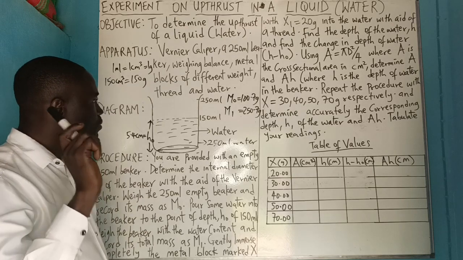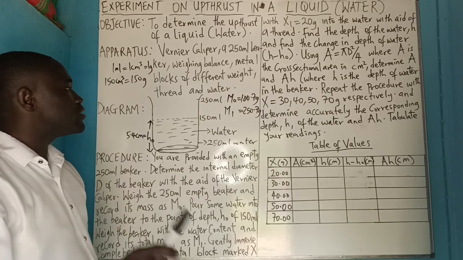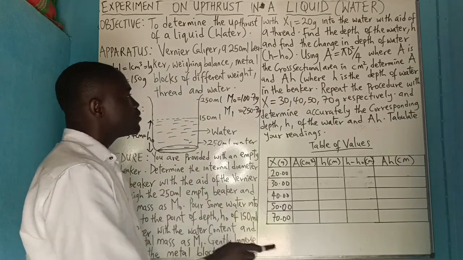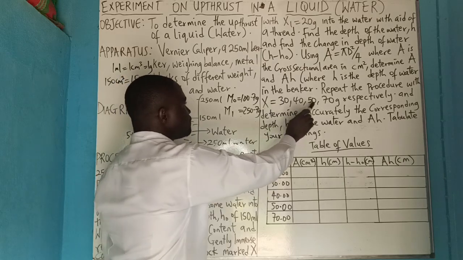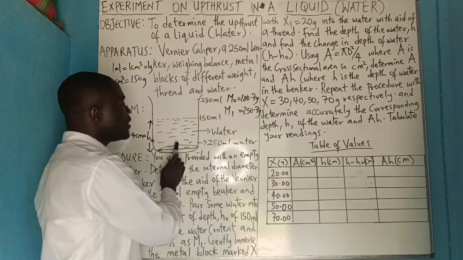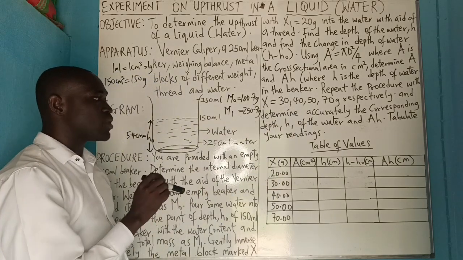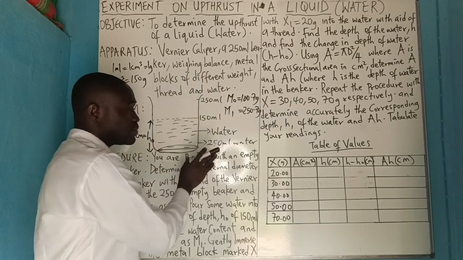That is just point number one. Then when you also do the one of 30, 40, 50, the height will be increasing, and that is the concept of this experiment.